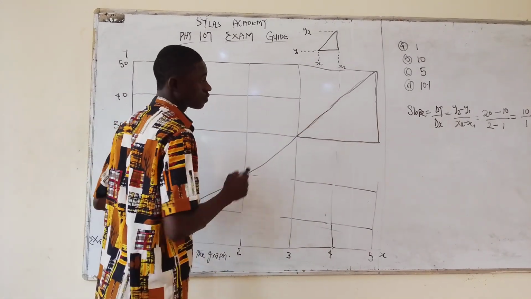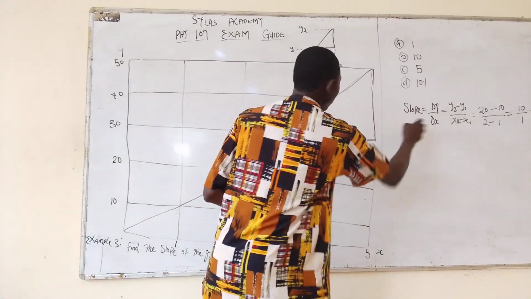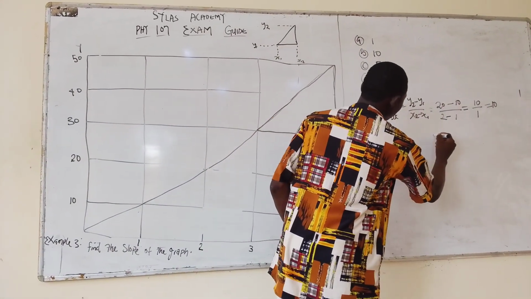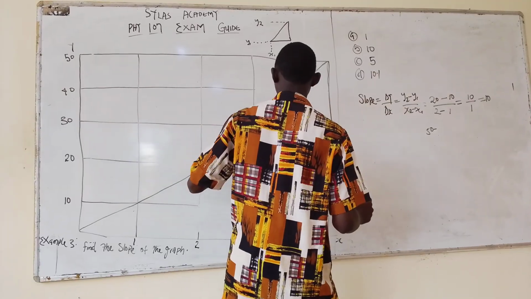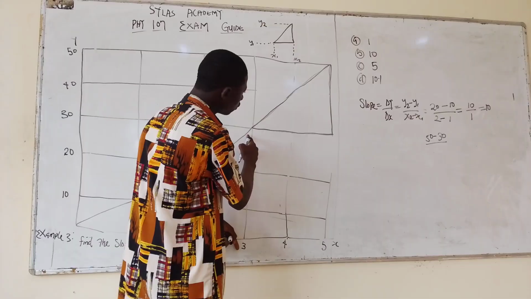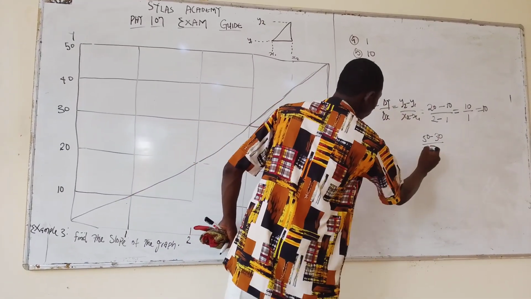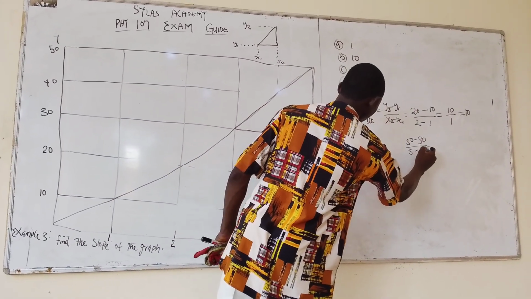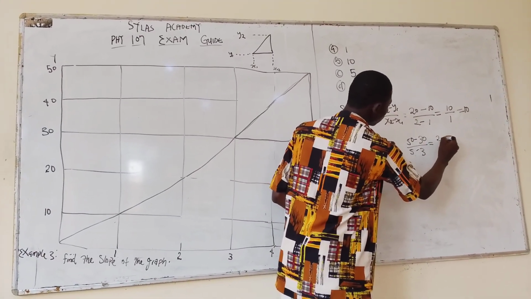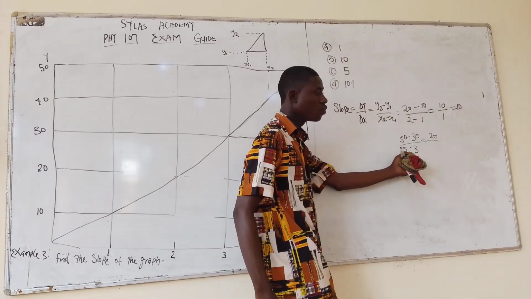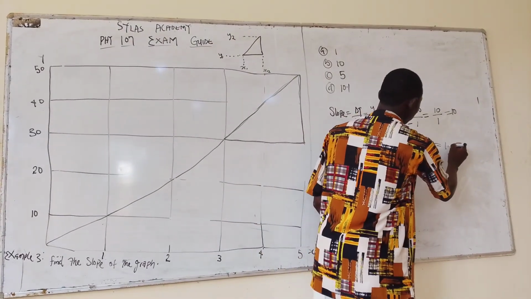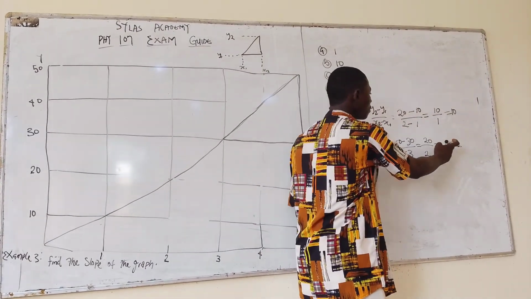If it gives us 10. Y2 is 50. 50 minus 30 over x2, which is 5, minus 3. Are you following now? This will give you 20 over 5 minus 3, which will give you 2. 20 divided by 2 will give you 10. The second person now got 10.